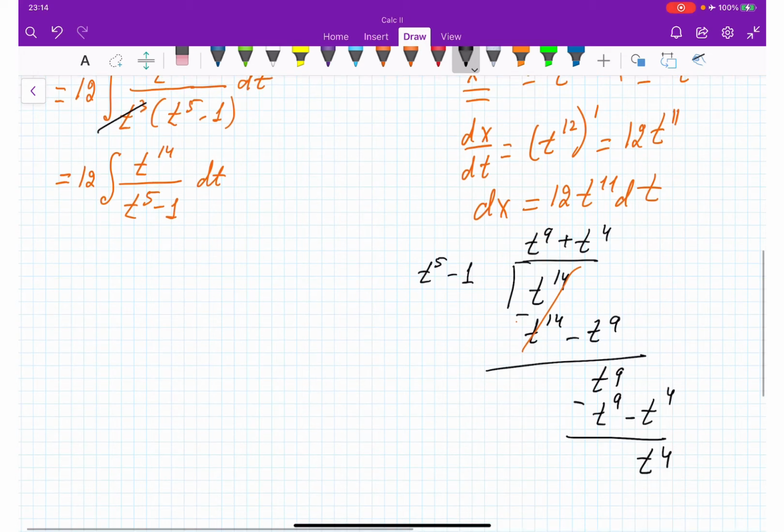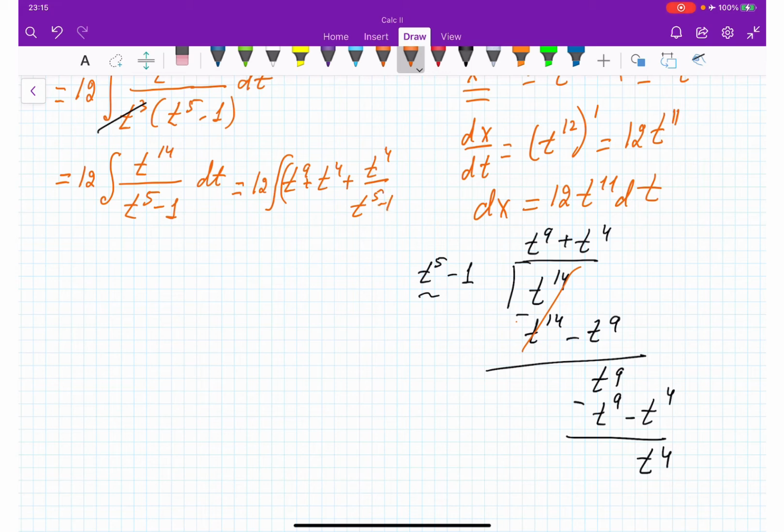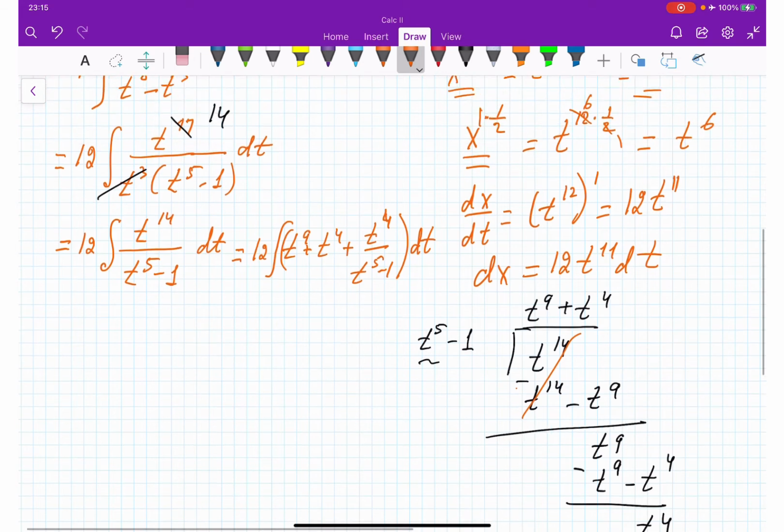Okay, we are done because t to the 4 is of lower degree than t to the 5. And we are getting, let me write it down, this is going to be equal to 12 times the integral of the whole part, which is t to the power 9 plus t to the power 4, plus t to the power 4 yet to be divided by t to the 5 minus 1, and dt. All right?